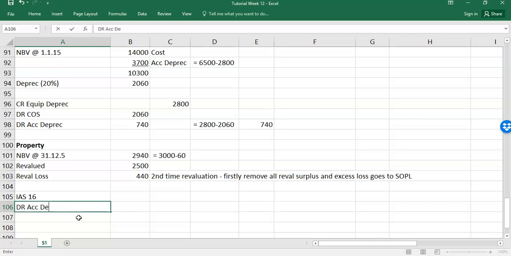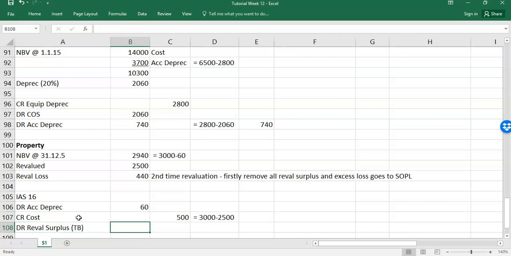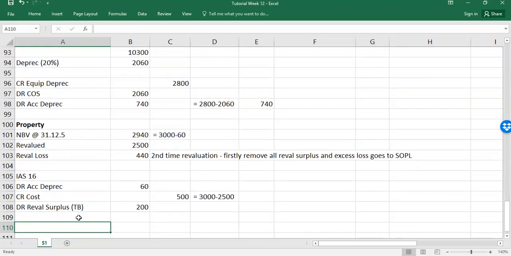You debit accumulated depreciation, 60. You say you have to clear that out because there should be no accumulated depreciation at the end of the year. You credit the cost account, 500,000. That goes from the 3 million down to the 2.5. You debit the reval surplus, and the reval surplus in the trial balance is 200. You remove all of that because that's now wiped out. And what you do then is you debit the SOPL, the difference, which is 240.